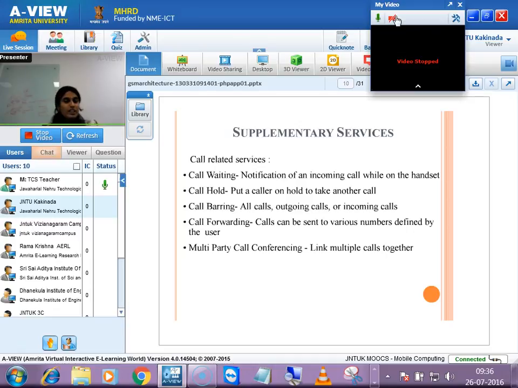So in 1G, we don't have such kind of stuff. We'll be just calling, and we don't know if that person is on call or if that person is busy with some other thing. Even if he is not attending, we don't get some notification in return. So we'll be waiting for some time until he picks the call, or we'll disconnect and reconnect. But here it is not the case.